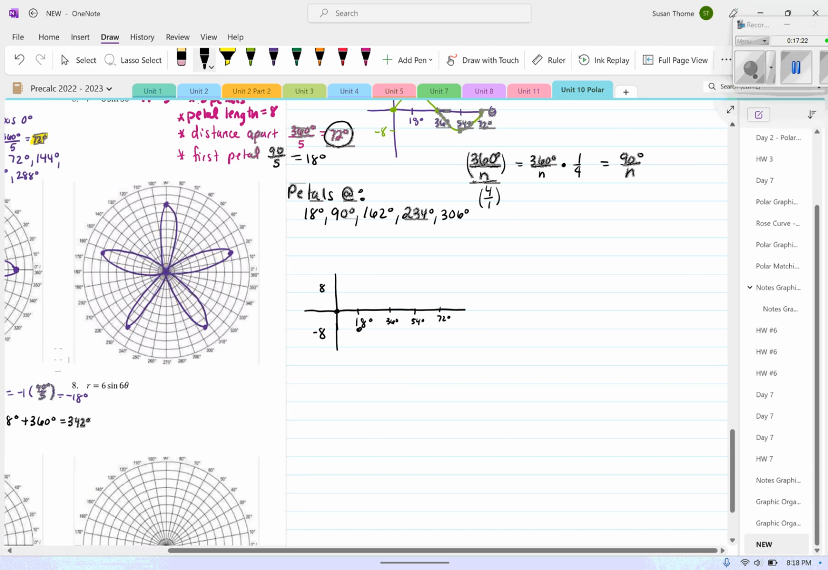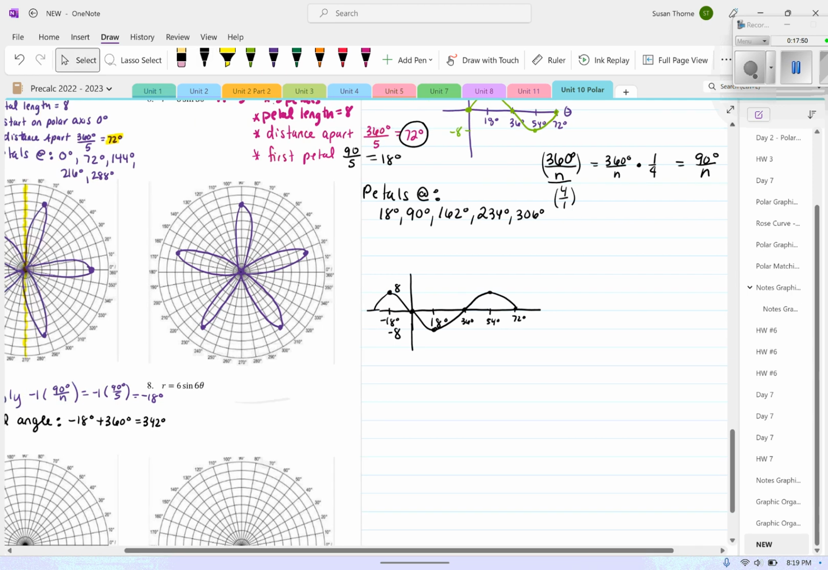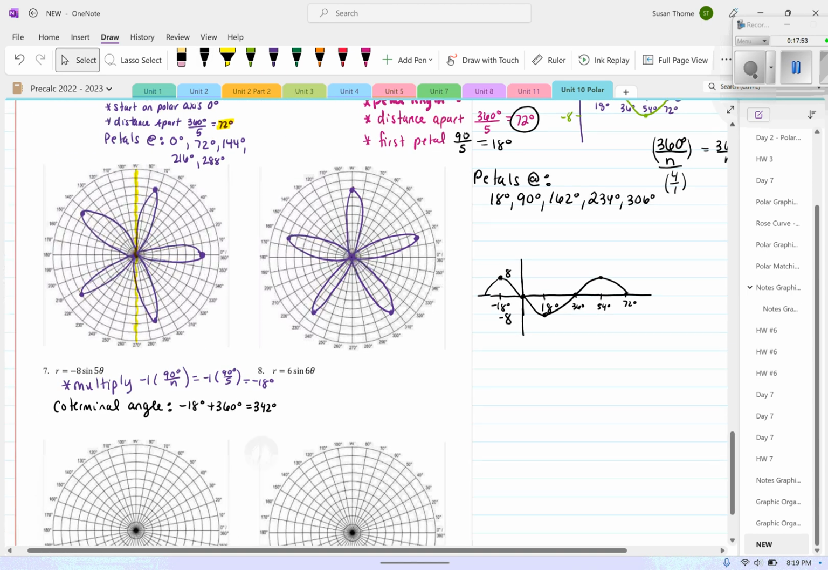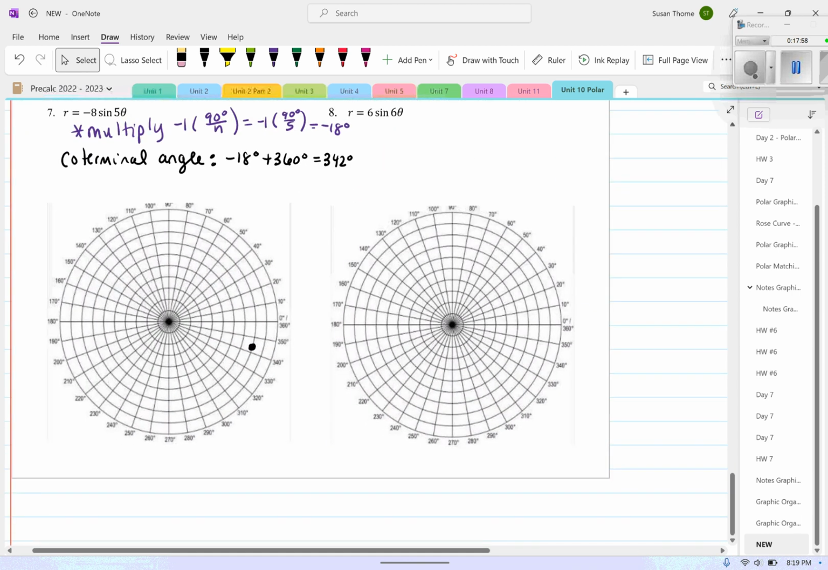So it goes down. Our graph looks like this. If you think about it, if we go with -18 in this direction, that's where we're getting that first petal from. You could also take the 18 degrees here and add 180 degrees to that to get a solution, because remember, if your r value is negative, it's 180 degrees in the opposite direction. It's just easier to multiply that 90 over 5 by -1 to get that first petal, which really isn't the first one. So we're going to go backwards because we have 342 degrees.